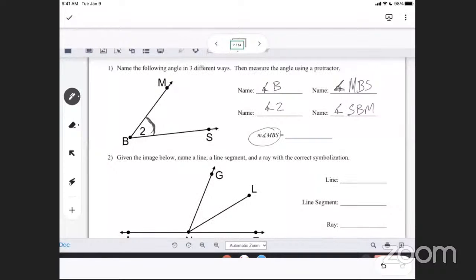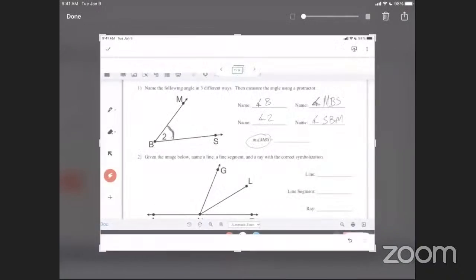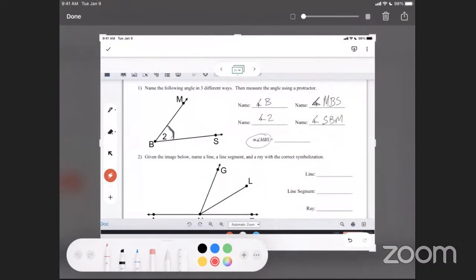Would it just be 2? Like, MBS equals 2? No, it's not equal to 2, because they want you to use a protractor. So you actually have to take a protractor and figure out what that angle is. Do you have a protractor? No. I don't know if there's a protractor app on here or not. Let's see if I have a protractor app when I do this. I've got a ruler app, but I don't have a protractor app on this.